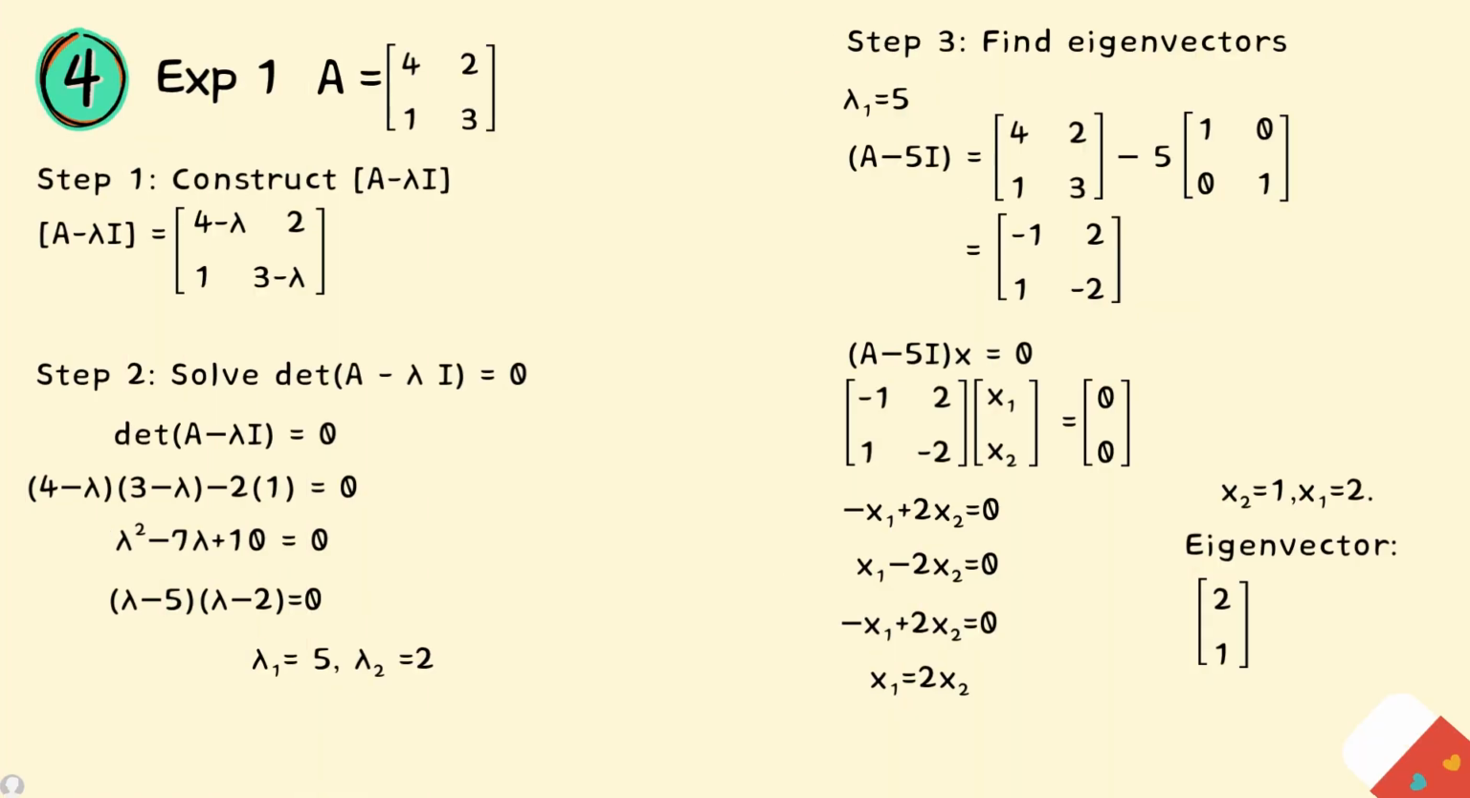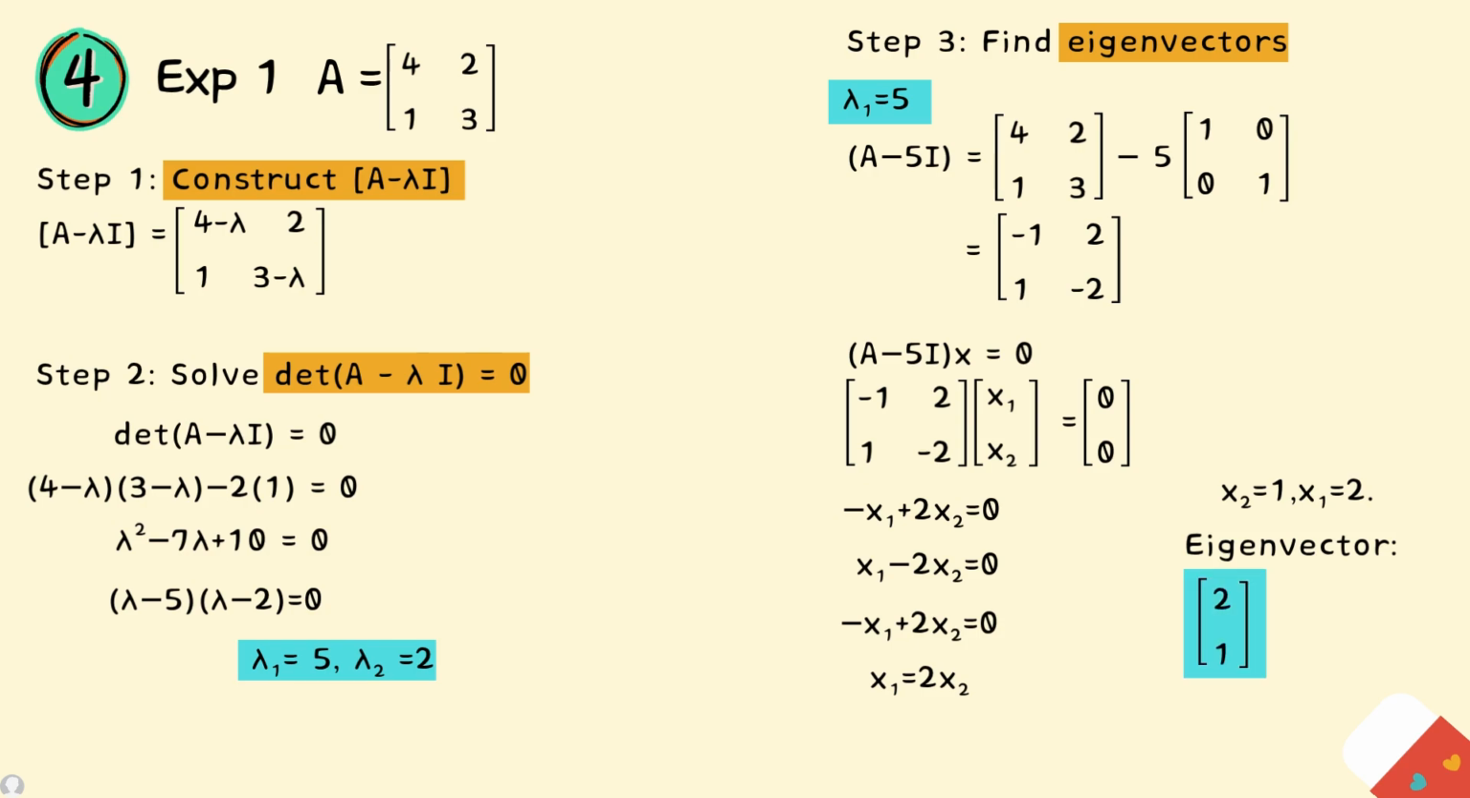For example 1, we let A equal [4, 2; 1, 3]. First, we construct A minus lambda times the identity matrix. Then, solve for determinant of A minus lambda I equal to 0. Then, we got eigenvalues lambda 1 equal to 5, lambda 2 equal to 2. Next, we need to find the eigenvector for lambda equal to 5. From the system of linear equations for the eigenvalue, we got eigenvector [2, 1] for lambda equal to 5.